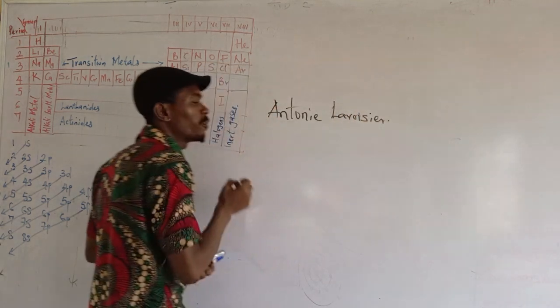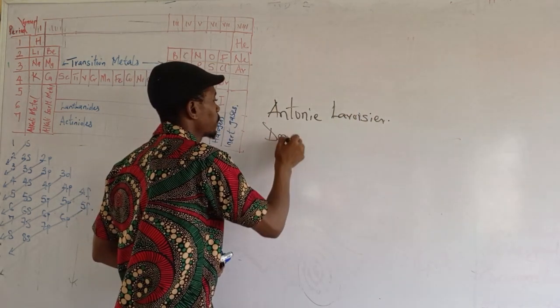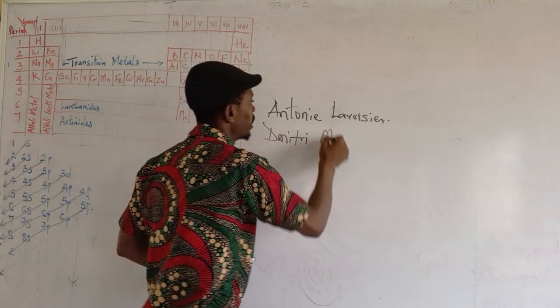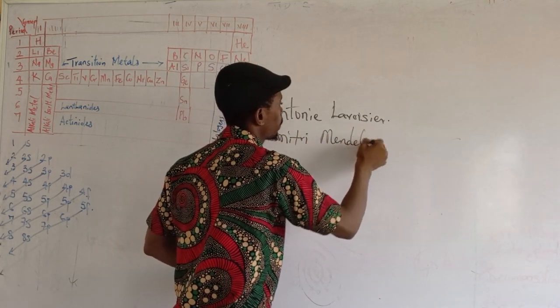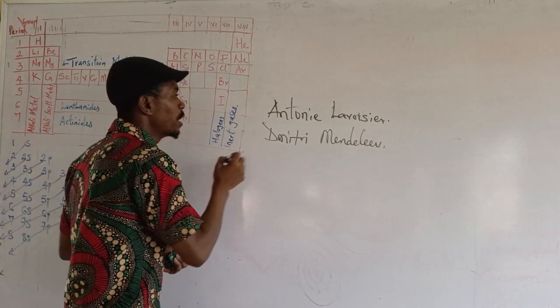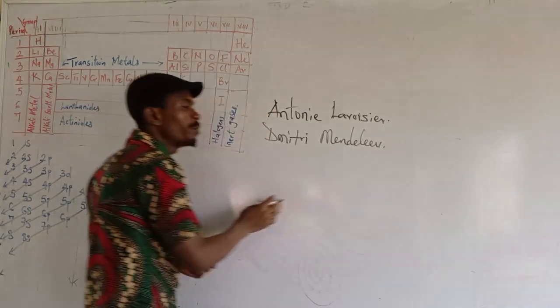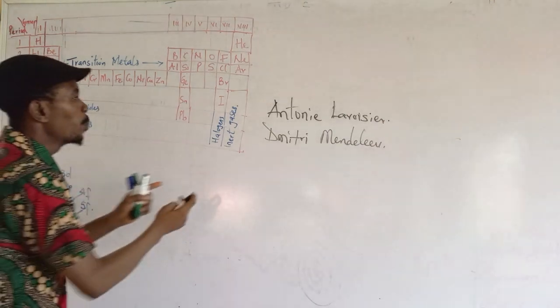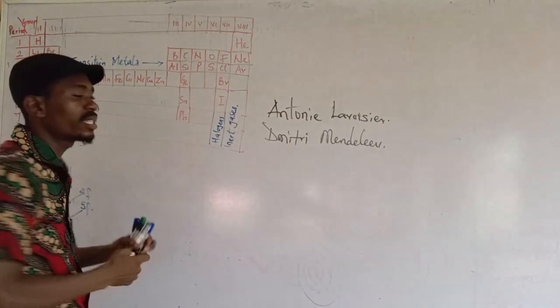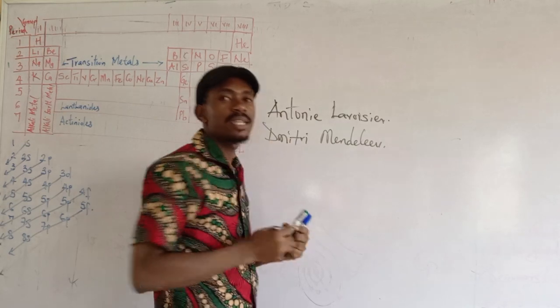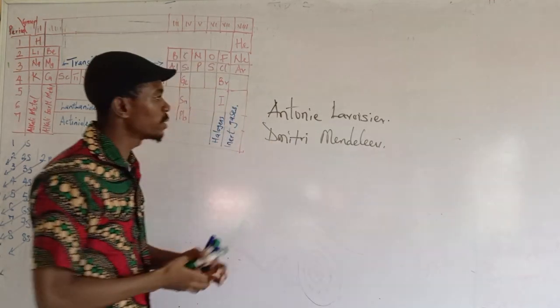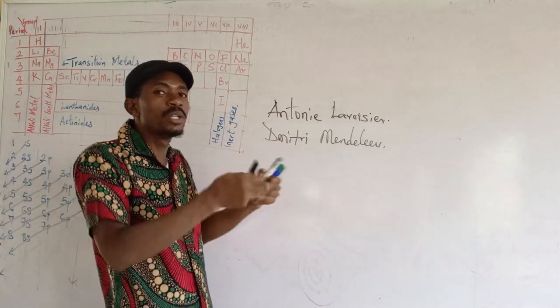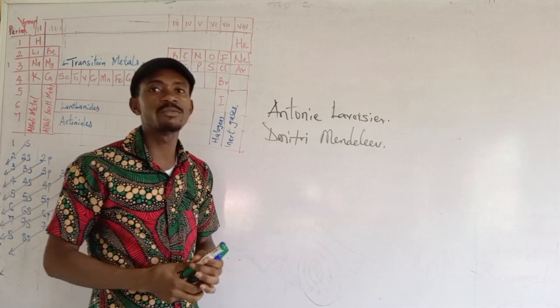Later on, Dmitri Mendeleev, who is known today as the founder of the periodic table, was the first to make an attempt into grouping these elements into this periodic table, and he is a Russian scientist. So the table we are using today is a work built upon the work of Mendeleev.